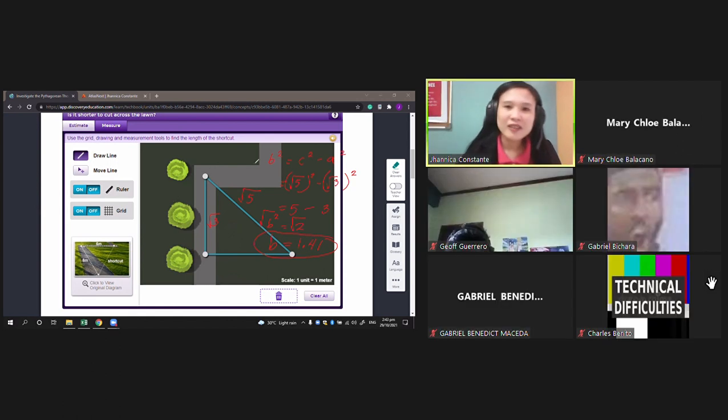So kapag radical sign is the measurement of the given side of the triangle, just cancel it out. Cancel the square root and the squared and just get the base of your radical sign, which is 5 and 3. That's how you solve it. Okay na? Okay.